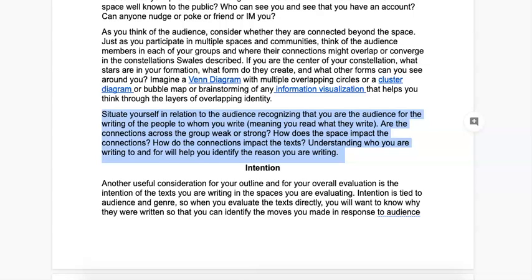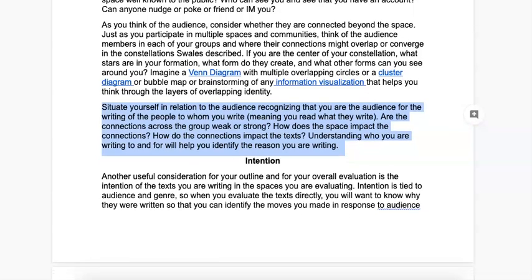Are the connections across the group weak or strong? How does the space impact the connections? How do the connections impact the text? Understanding who you are writing to and for will help you identify the reason you are writing. Intention.